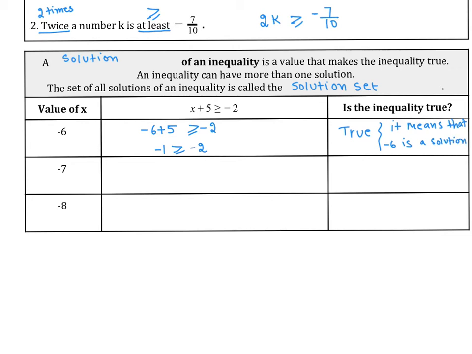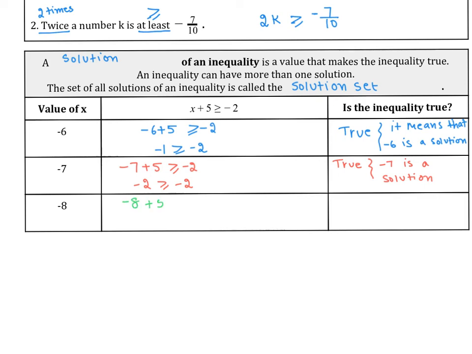Now check negative 7. You plug negative 7 into the inequality. Negative 7 plus 5 is greater than or equal to negative 2. So that's negative 2 greater than or equal to negative 2. We know that negative 2 is not greater than negative 2, but negative 2 is equal to negative 2, so this is true. Negative 7 is a solution because it makes the inequality true.